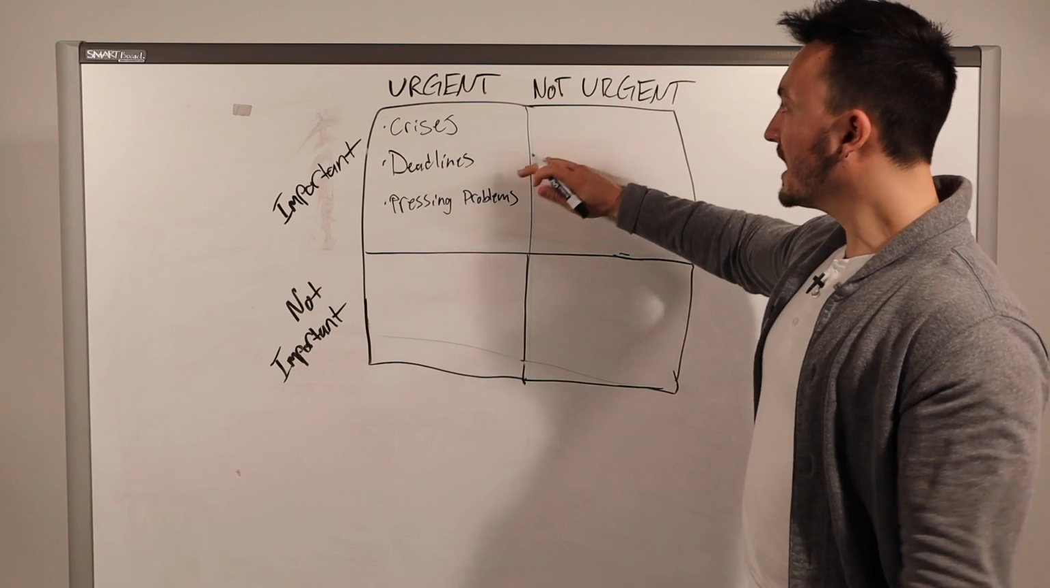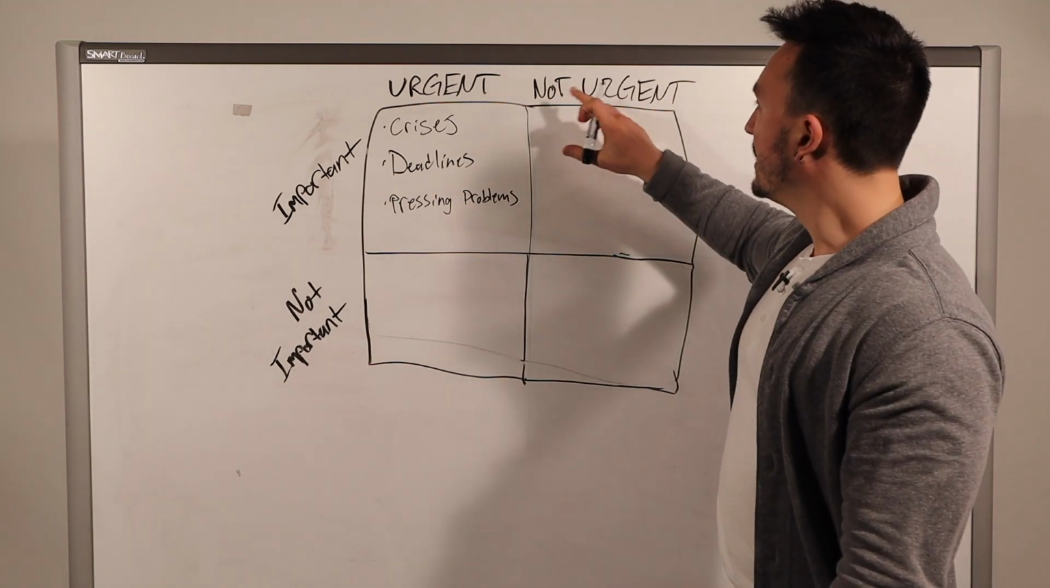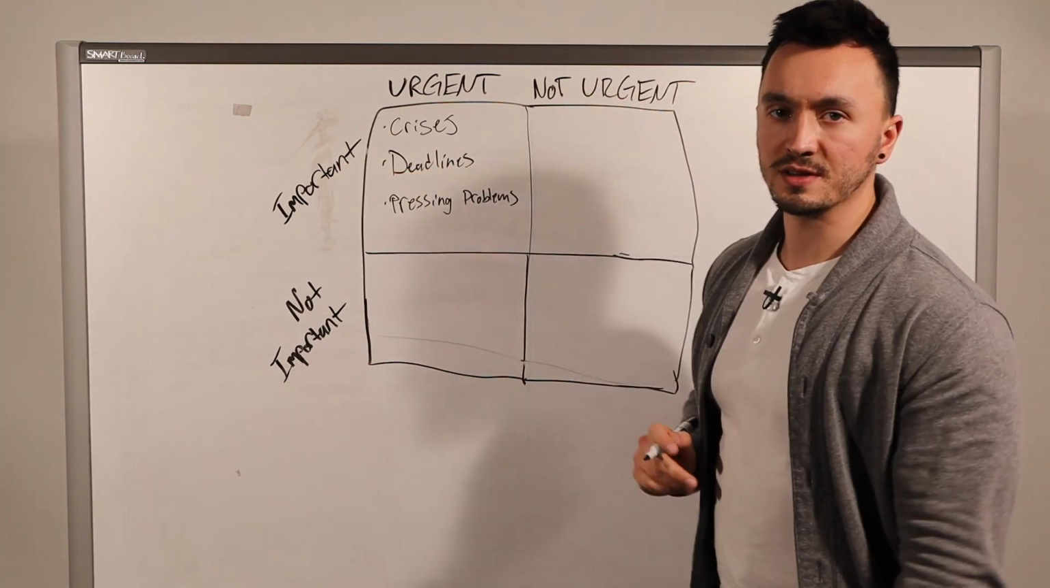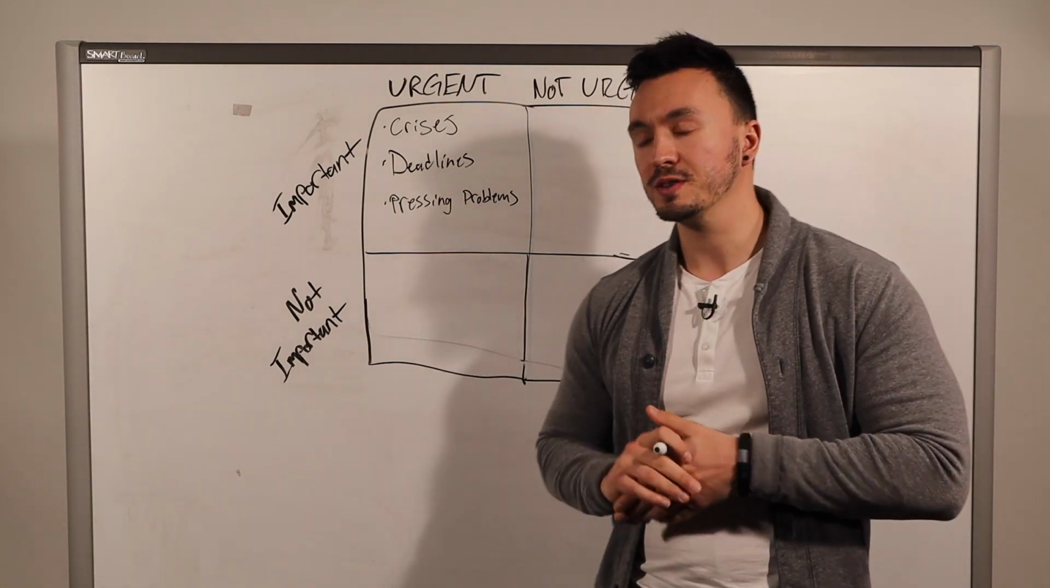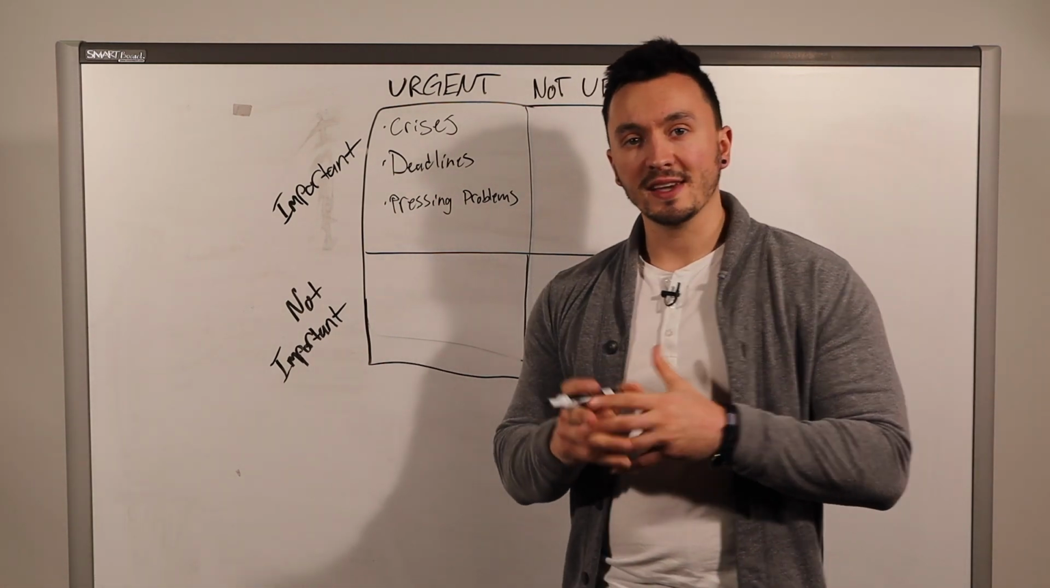Over here in the second quadrant, we have not urgent and important. So what are some things that are not urgent but are very, very important? Well, number one that I think of right away is health.